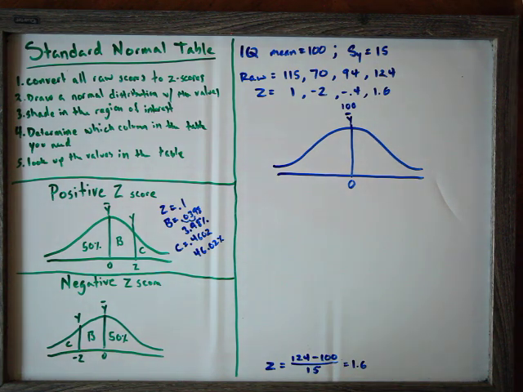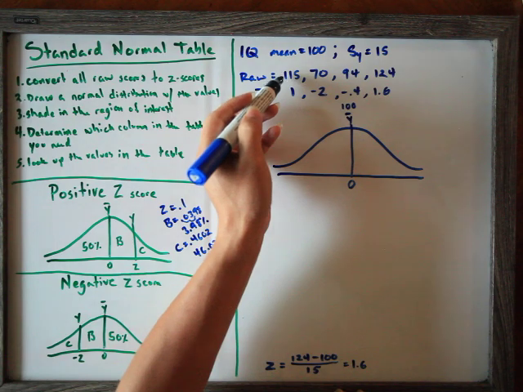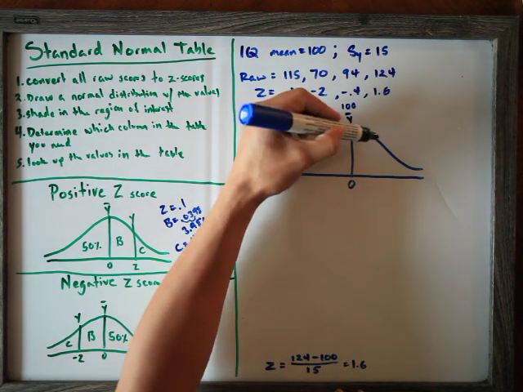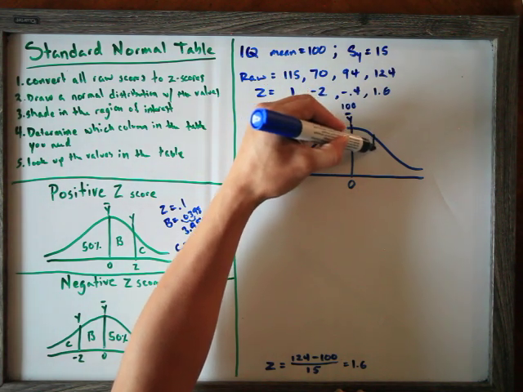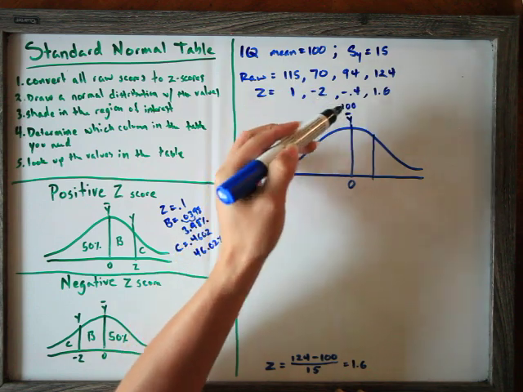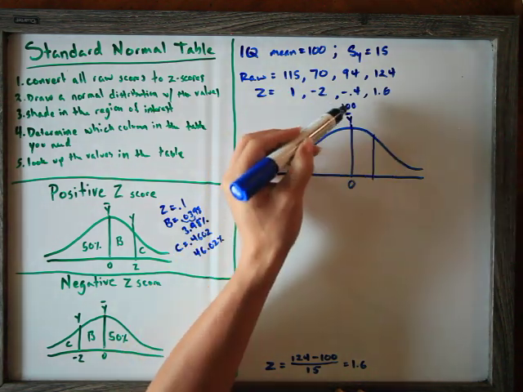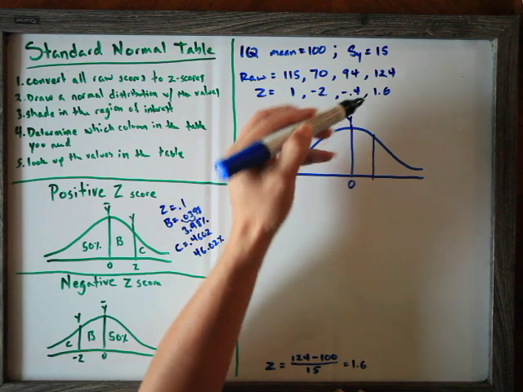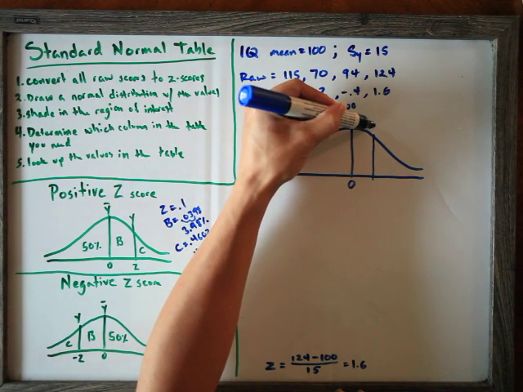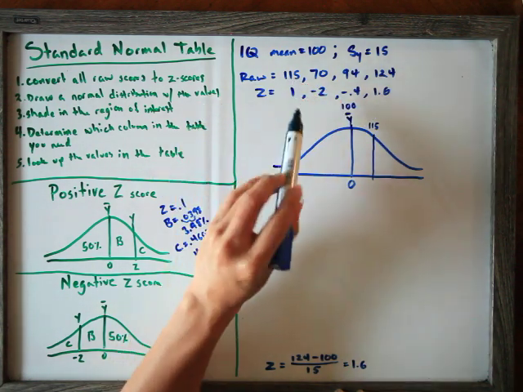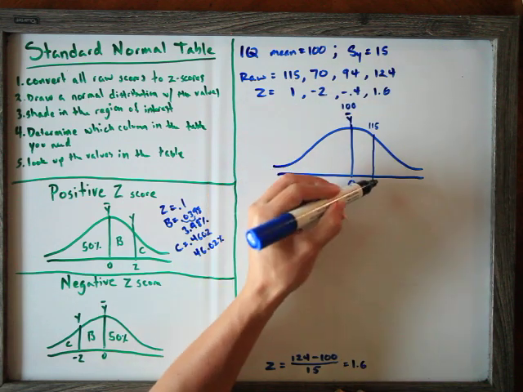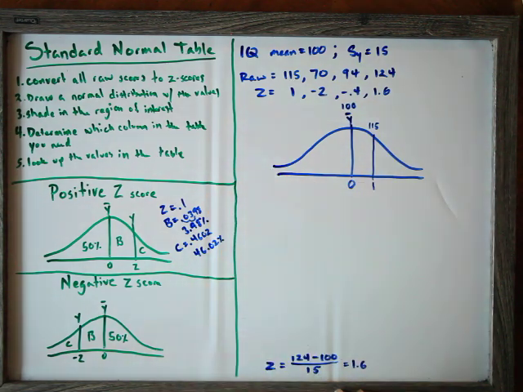Okay, let's say that I asked you what percent of people has a higher IQ than 115. Okay, so that's a raw score of 115. So I'm going to draw a line for 115. We know the line goes on the right side because 115 is greater than 100. So 115 goes here. And we know that that has a z-score of 1. So we're going to write 1 here.